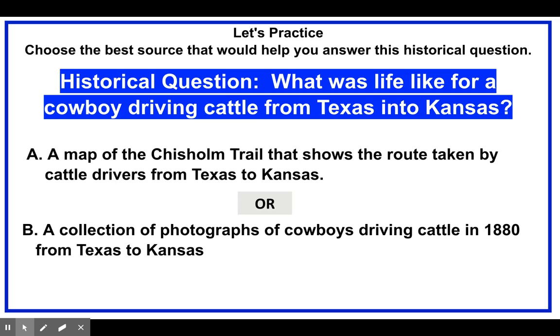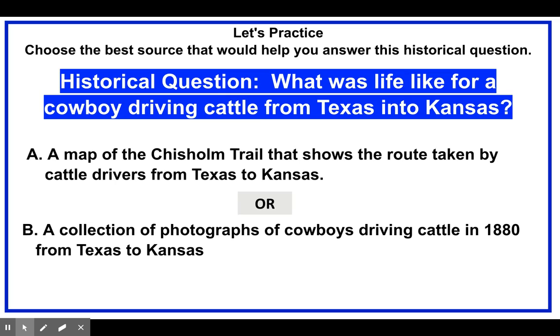So what was life like for a cowboy driving cattle from Texas into Kansas? Which source would be the best to look at for that? What do you think? A map or a collection of photographs? Because they did have photography in the 1880s. I'm thinking B. I'm thinking a collection of photographs of cowboys driving cattle would be the best source. Now, why do you think it would be the best source? What did I tell you about photographs? They don't lie if they're not doctored.